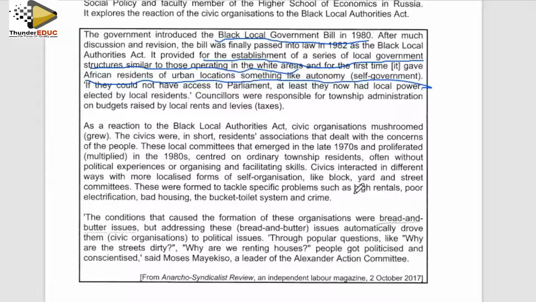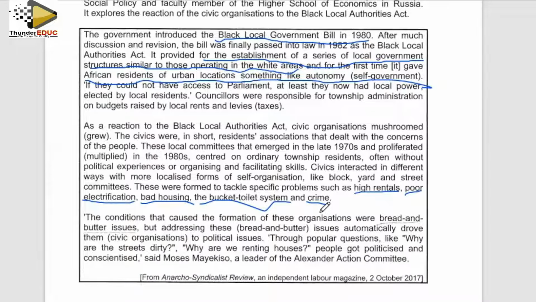What were the problems that were meant to be tackled? Number 1 was high rentals. And number 2 was poor electrification. Problem number 3 was bad housing. Problem number 4 was the bucket toilet system. And problem number 5 was crime. So if we check, we have a list of 5 problems that were meant to be solved by the local authorities, by the civic organizations. Right. So, which means you're supposed to highlight any 3 of those, despite the order or which one you pick, but you're supposed to have at least identified 3 of those 5 listed problems.